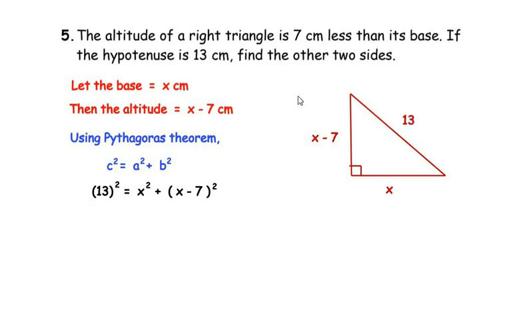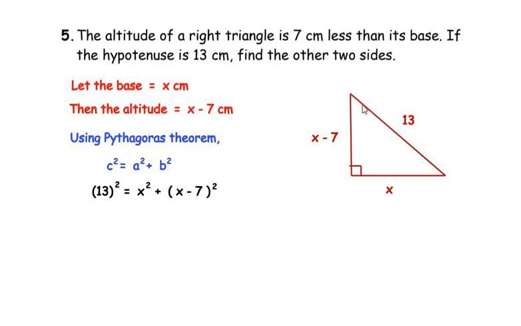Now it has been mentioned that the altitude of this triangle is 7 cm less than its base. So if we consider this base to be x, then the altitude or height of this triangle is going to be 7 cm less than the base. So here it's going to be x minus 7. So here we have written, let the base be equal to x centimeter, then the altitude or the height of this triangle becomes x minus 7.